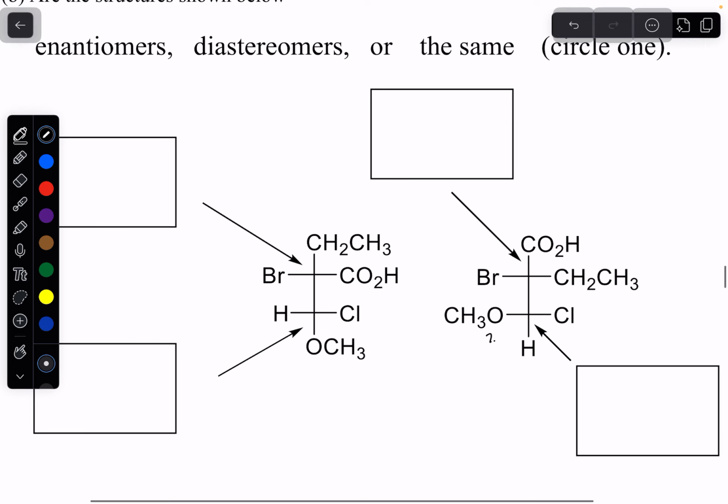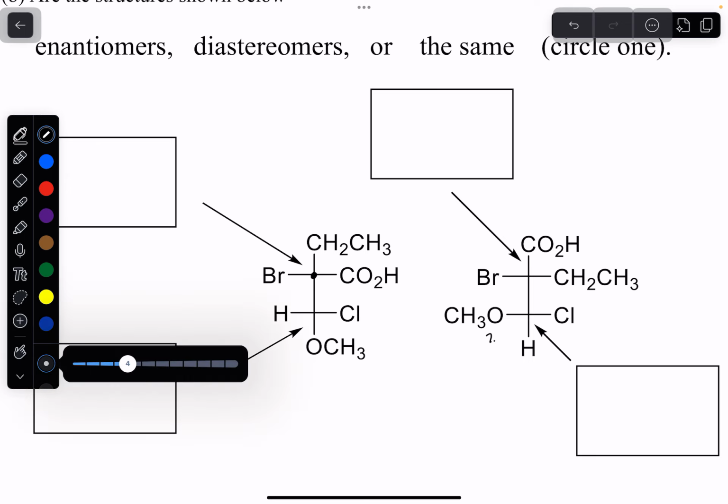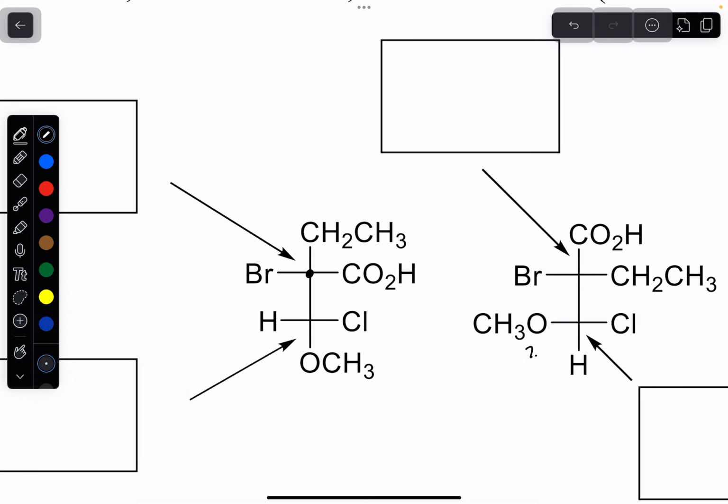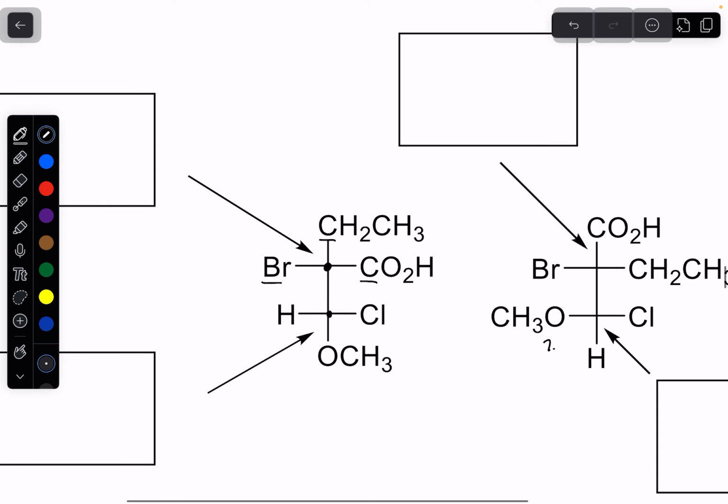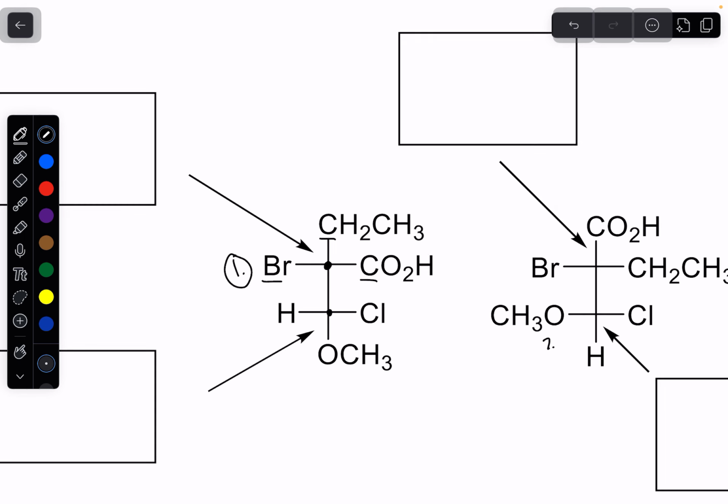So what we're going to do here is we're going to look at this carbon right here. Let me make my font a little smaller. And we're just going to notice the 4 different groups attached to it. So we see a carbon, and this is a carbon. And right off the bat, I see a Br. So that's going to be my first priority.